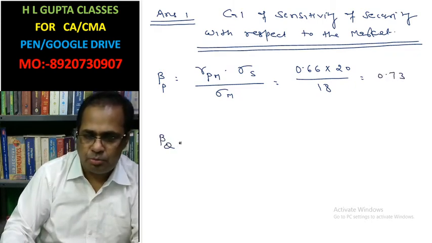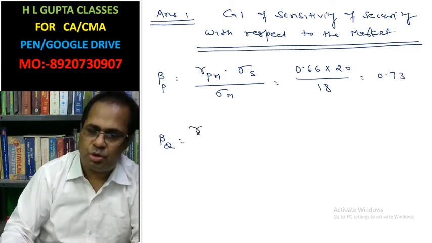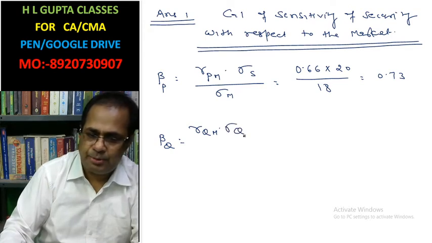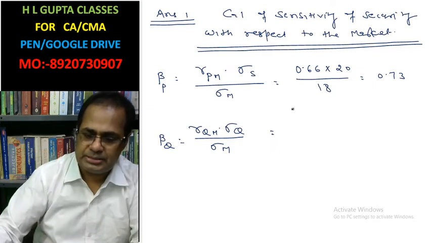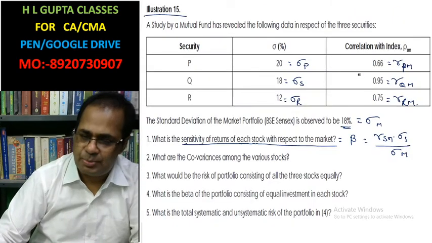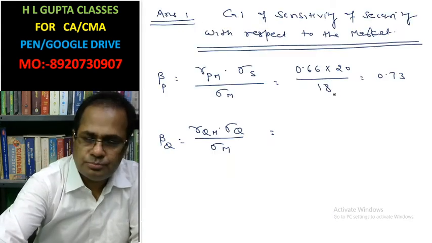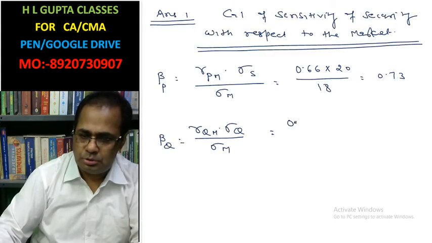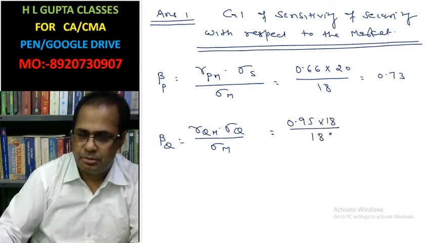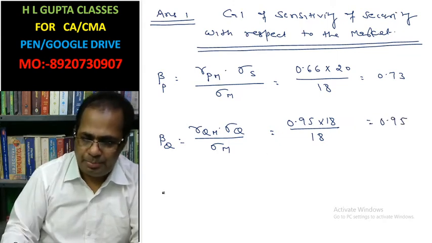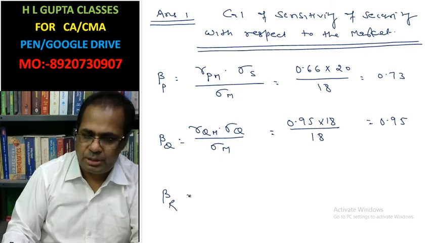Beta of Q, the same formula: coefficient of correlation of Q and market, times the standard deviation of Q, divided by the standard deviation of market. What is the coefficient of correlation in this case? 0.95, times 18 divided by 18, which is 0.95.